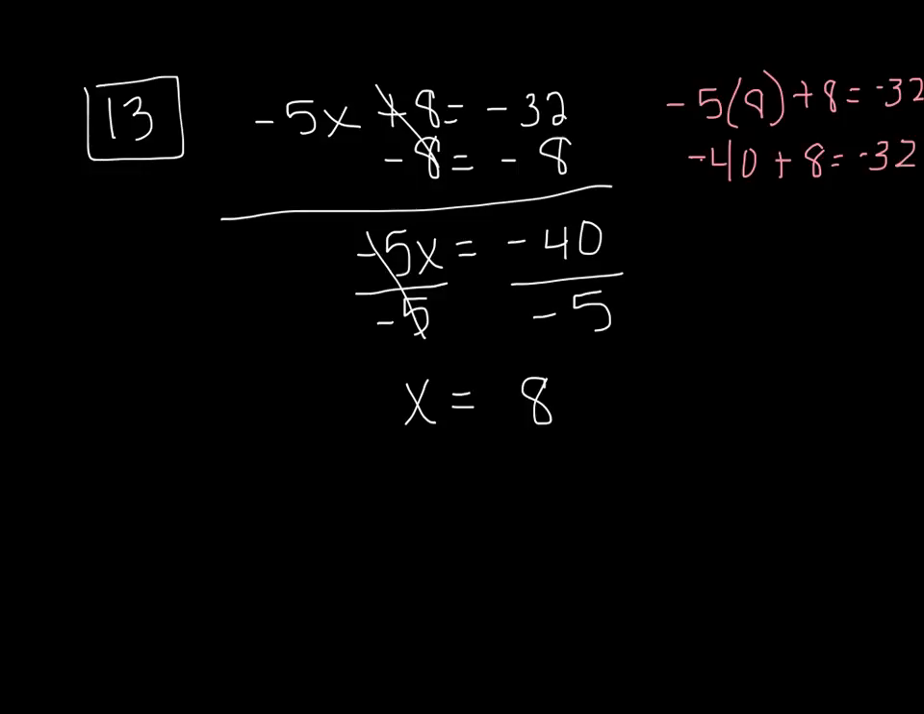Okay, negative 40 plus 8. They're opposite signs, so I'm going to subtract. I'll come over here. 40 minus 8. Borrow from my 4, make it a 3. Make that 10. That's a 2. That's a 3. Which number's bigger, the 40 or the 8? The 40 is bigger, so we take the sign from the larger number. That makes it negative 32 equals negative 32. This is correct. Good job.